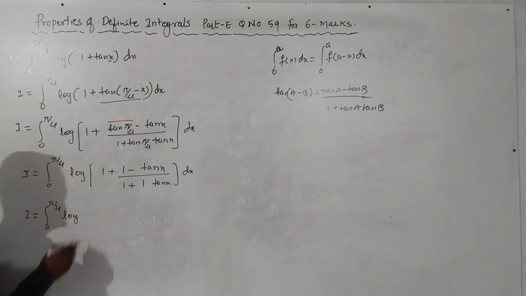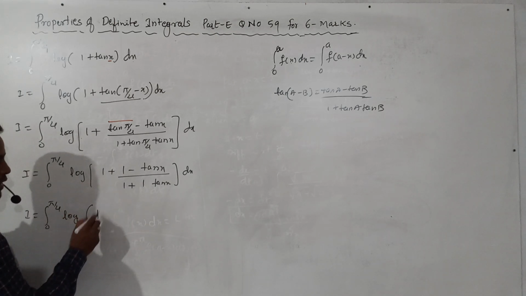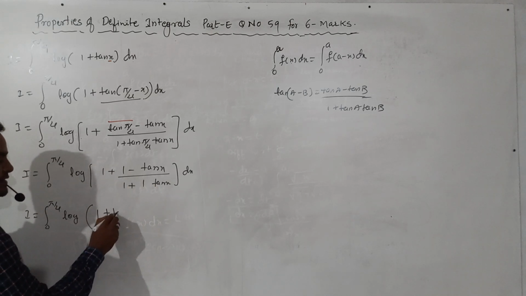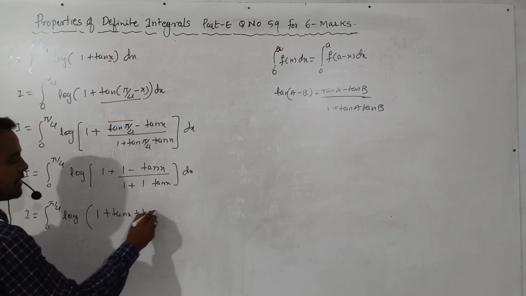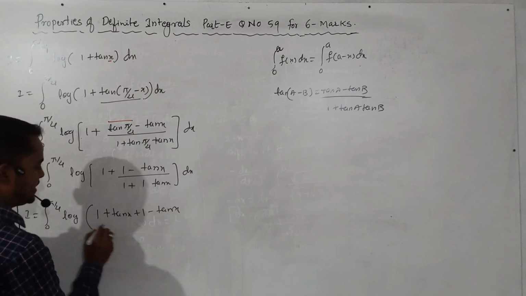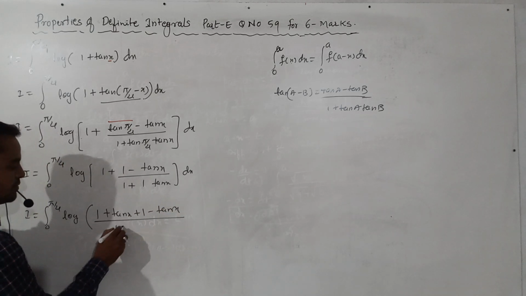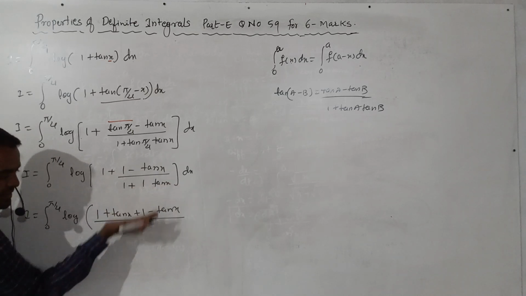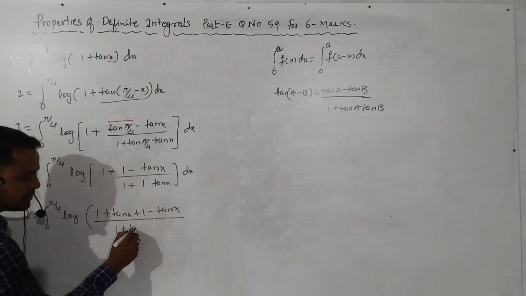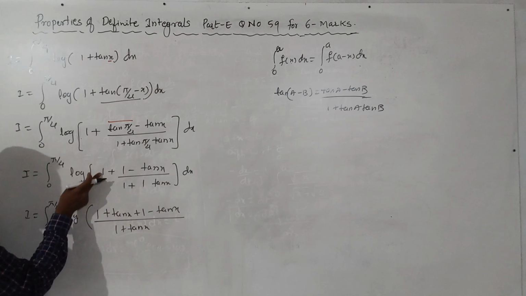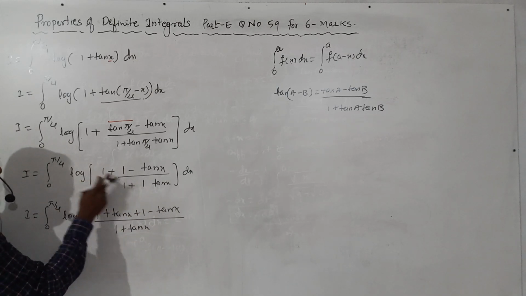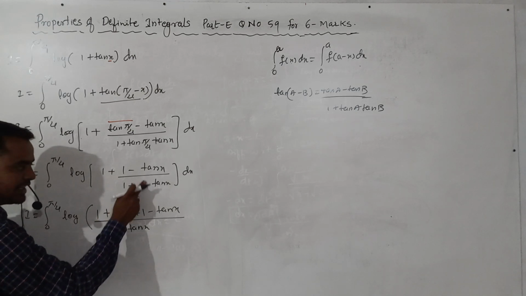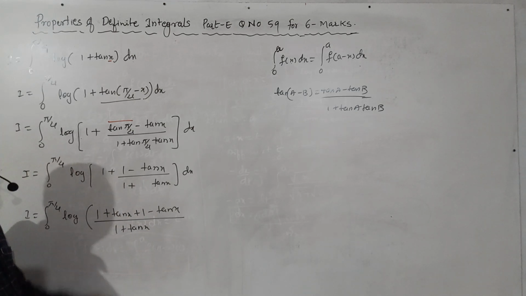log, see here, 1 into tan x is tan x, plus 1 minus tan x divided by 1 plus tan x. Take LCM. 1 into tan x is tan x. LCM we are writing here, 1 plus tan x, then 1 into this, 1 into 1 into tan x. Tan x into 1 is tan x. So there is no need to write this one here. Yes, it is to be understood.